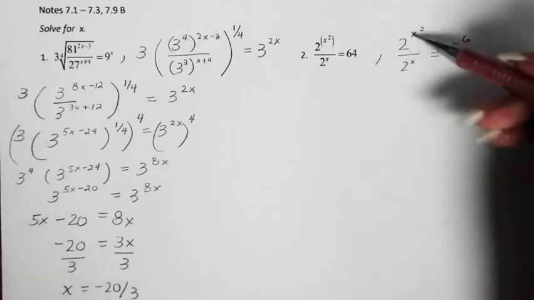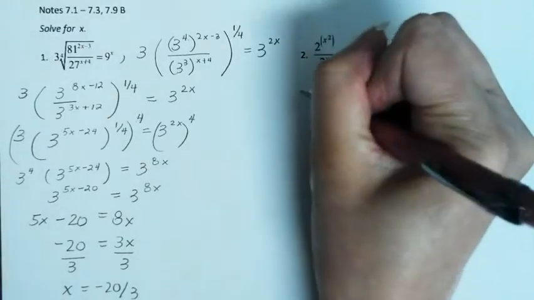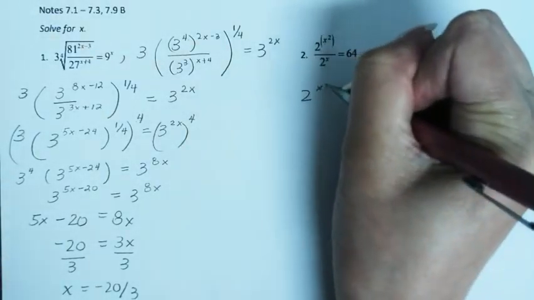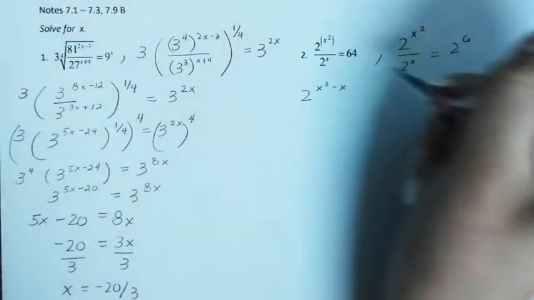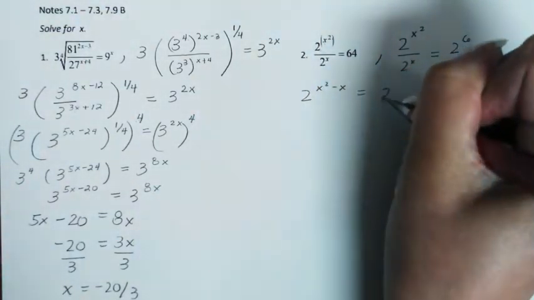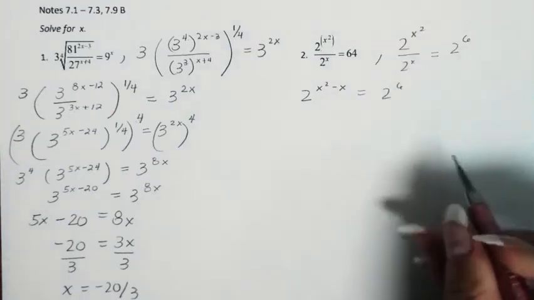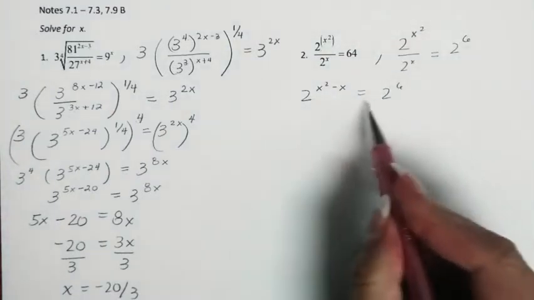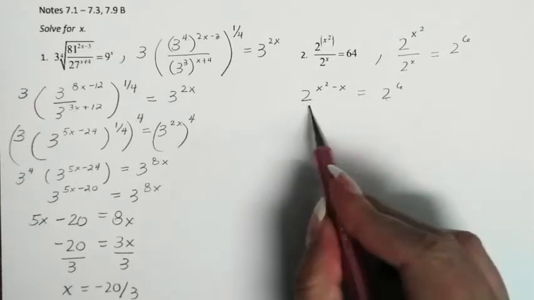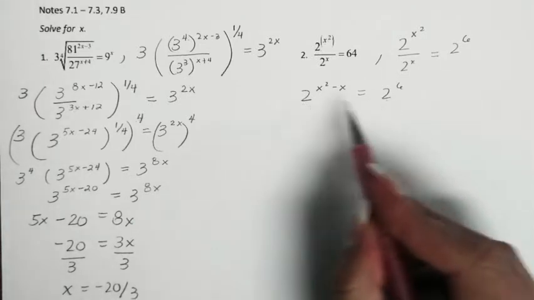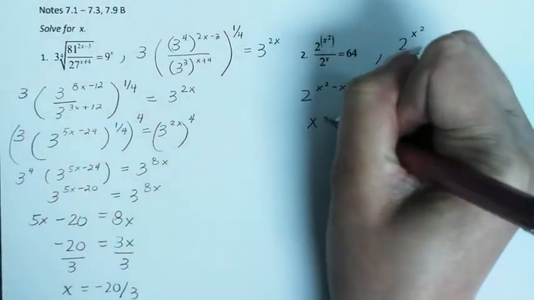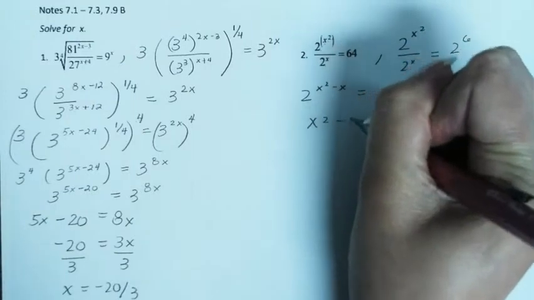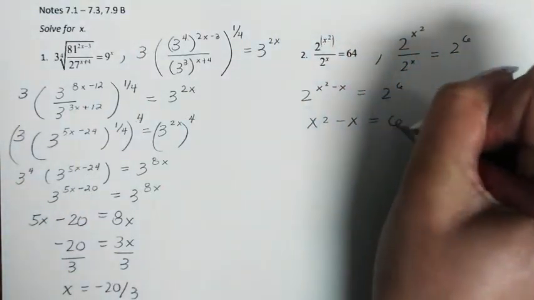So what are you going to do? Use exponent properties. How can I use exponent properties there? You know that it's going to be 2 to the power of x squared minus x, and this is going to be equal to 2 to the power of 6. This one was easier because I already have the 2's alone, only one 2 on each side, so you can equalize the exponents. So you have x squared minus x is equal to 6.